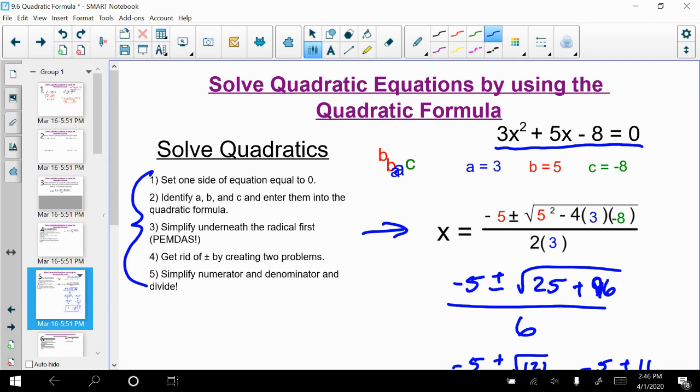So that's an introduction to the quadratic formula. You should be practicing this. I will upload another example of this as well from Khan Academy. Good luck.